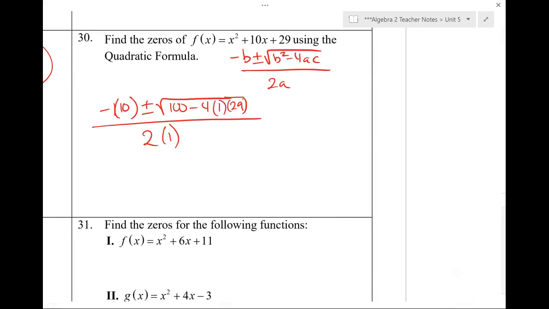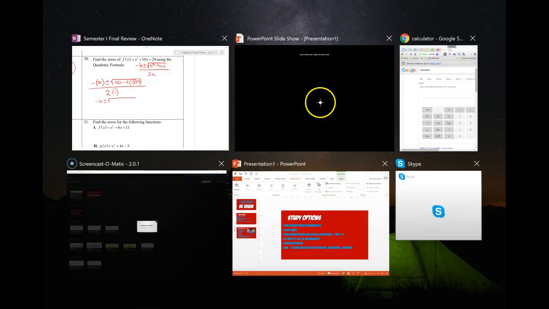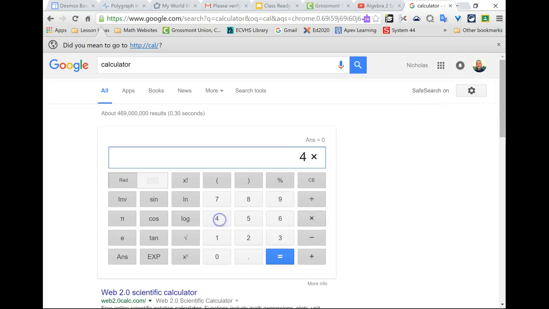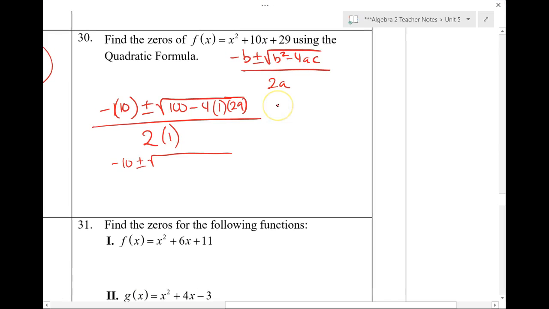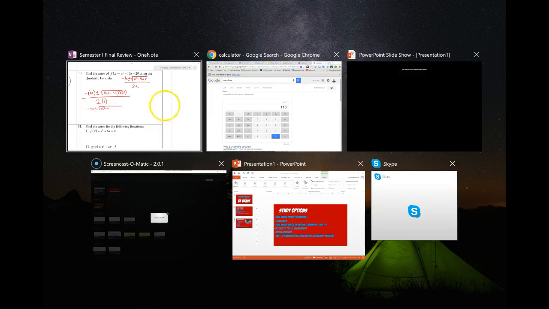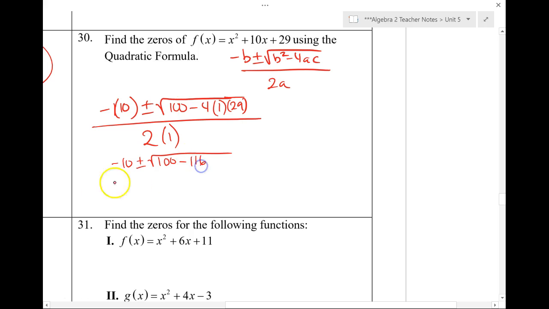Okay, let's go through and simplify it all. So we've got negative 10 plus or minus the square root. Let's see, 4 times 29, it's going to be 116. Okay, so now we're going to have 100 minus 116, all over 2. And then that simplifies to negative 10 plus or minus the square root of negative 16. I'm sorry, negative 16.